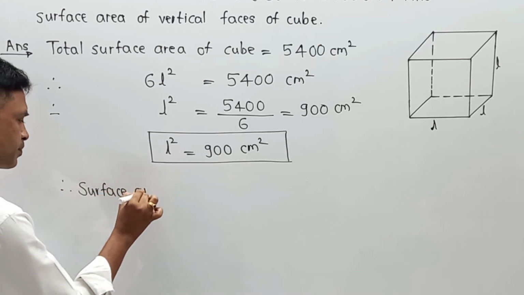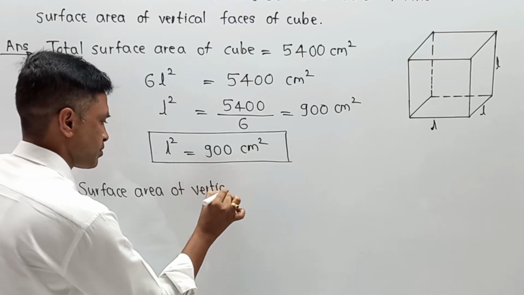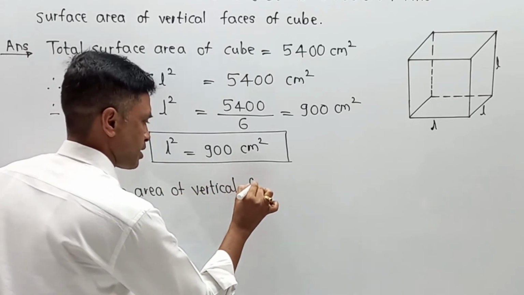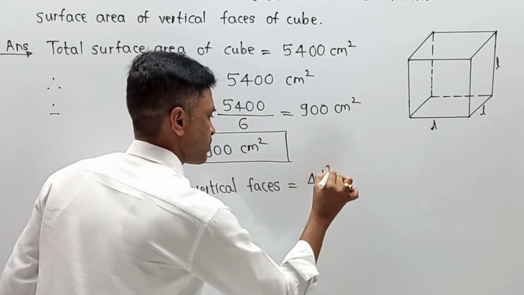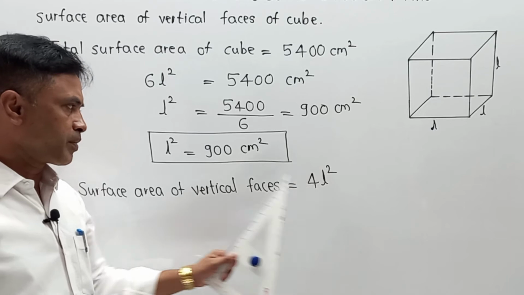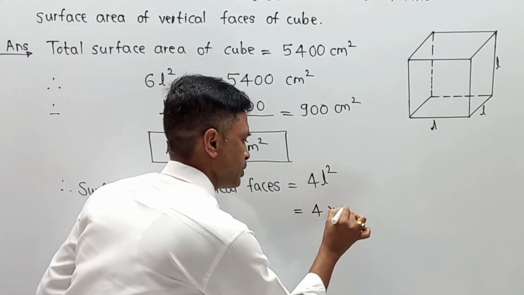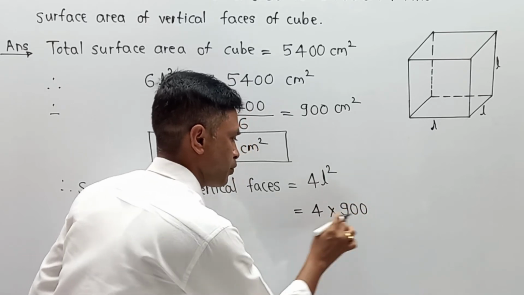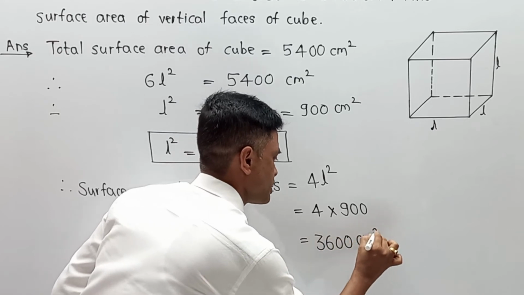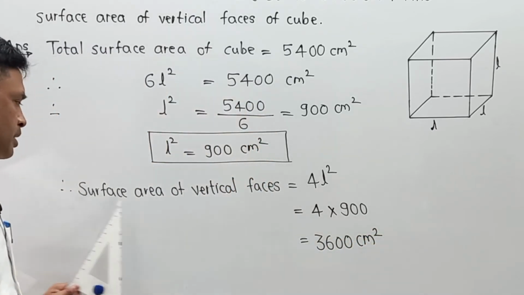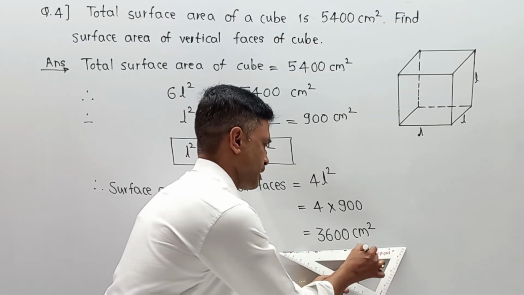Surface area of vertical faces, and that formula is 4L square. L square we have recently calculated, that is 900, so it becomes 4 into 900, and 4 9s are 36, means 3600 square centimeter, and that is nothing but the surface area of vertical faces. So this is our final answer.